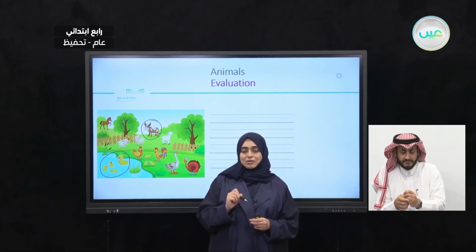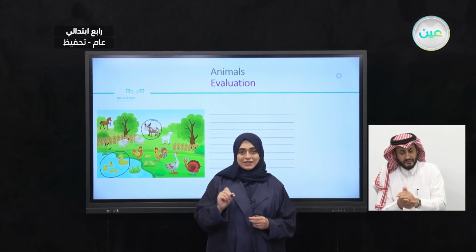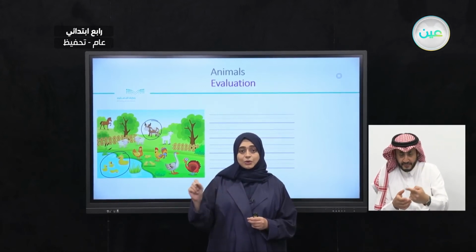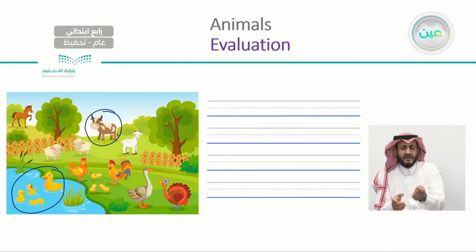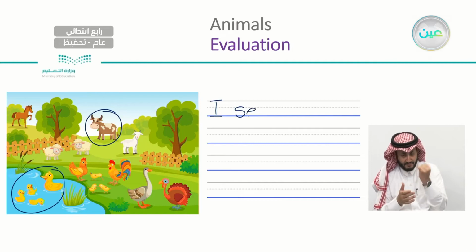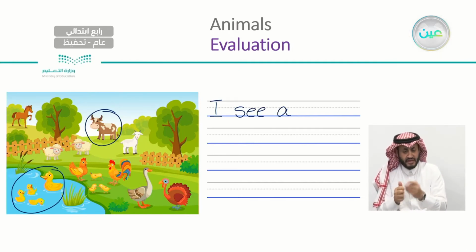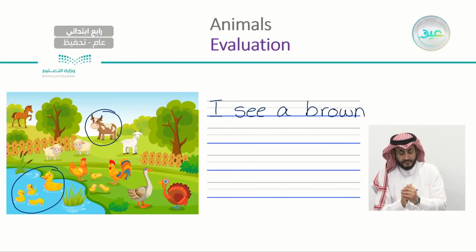So, or maybe we can say, I see a brown horse. That's a sentence. Let's write this down together. I see a, what color is the horse? Brown. Remember, we talked about colors before. I see a brown horse.